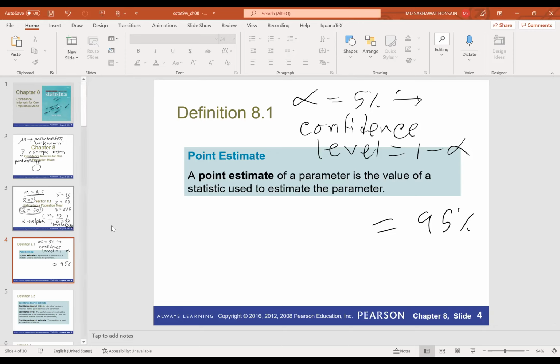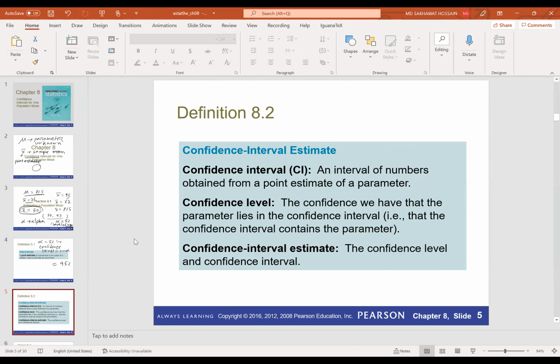Okay, so we already discussed the point estimate. That means if we estimate the parameter with a single value, that is called a point estimate. Now the confidence interval estimate. The confidence interval, or CI, is an interval of numbers obtained from a point estimate of a parameter. Then the confidence level is the confidence we have that the parameter lies in the confidence interval. That means how confident we are that the parameter is in that interval. The confidence level and the point estimate are used to construct the confidence interval.